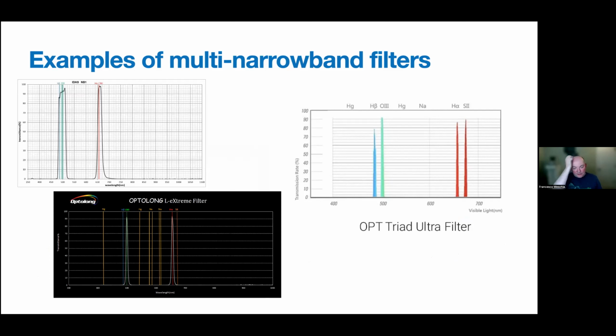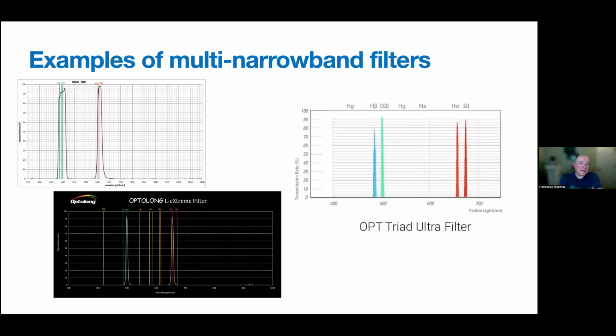Optolong has always been present with their L-eXtreme filter. So you see the name recalls the fact that you can use it as a luminance substitute. And it has a pretty narrow bandwidth, as you can see from this chart.